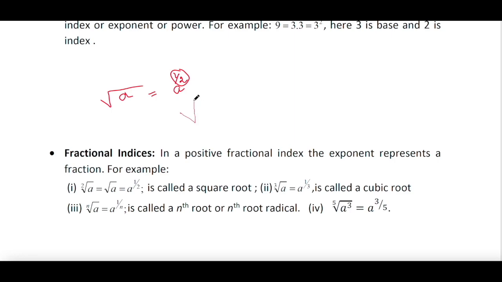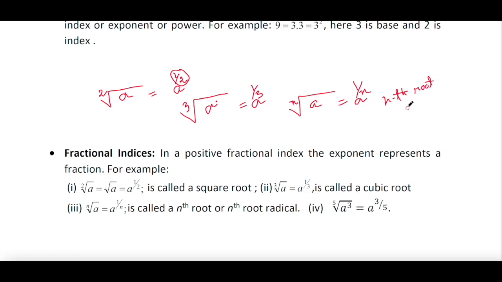And this one we say cubic root of a. If you put 3 here, then it is called cubic root of a, which is a to the power 1 by 3. If you don't put any number here, it means there is 2. And similarly, if you put n here, then this is called nth root, a to the power 1 by n.